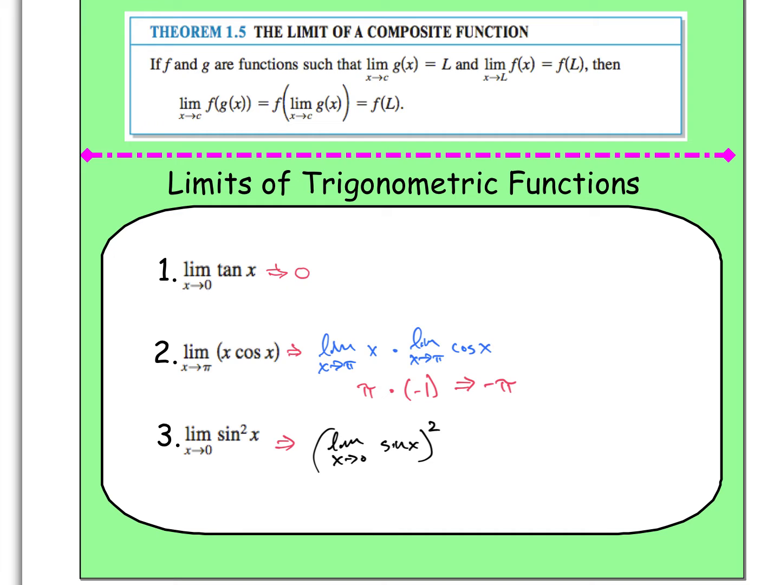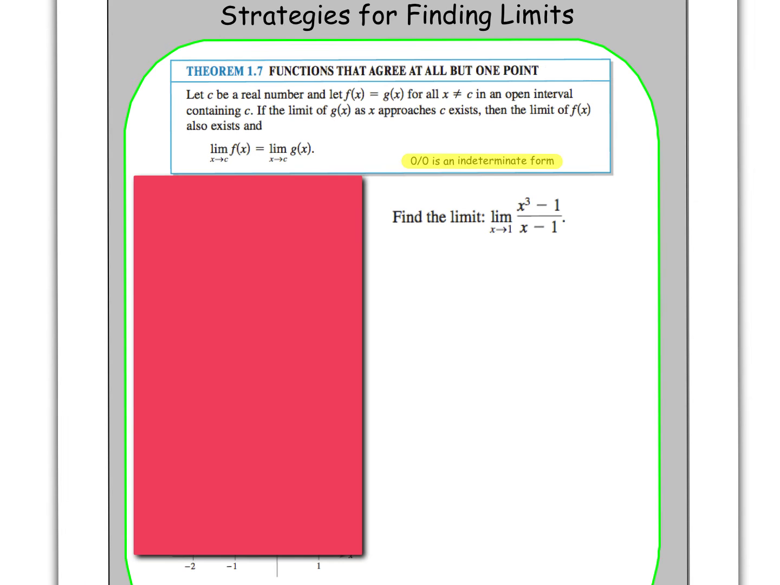That's 0. That's 0. And so then I'd have 0 squared, and 0 squared is 0. All right, so that's really what happened there. All right, pretty good? All right, we're moving. All right, here we go.